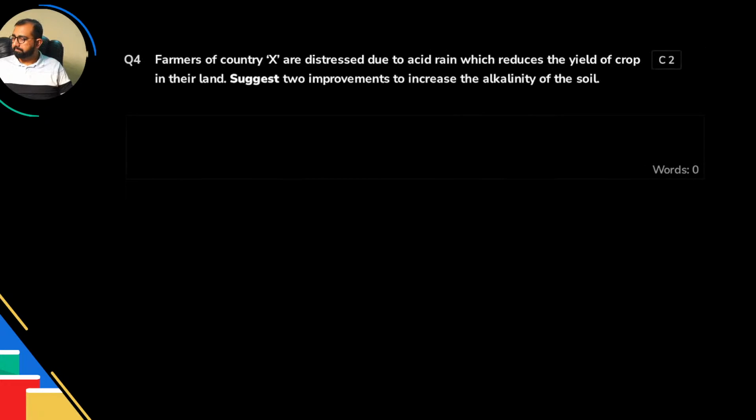Farmers of country X are distressed due to acid rain. Of course, it damages the soil pH and reduces the yield of crops in their land. Suggest 2 improvements to increase the alkalinity of the soil. So first of all, how do you fix the soil pH? You add organic matter to the soil. That will break down, produce humus, and that will buffer the soil pH. What buffer means is that it makes sure that the soil's pH is not going to change that easily. It maintains the desired pH level.